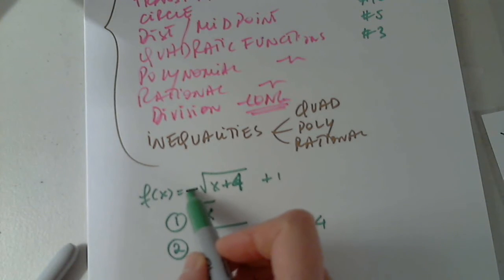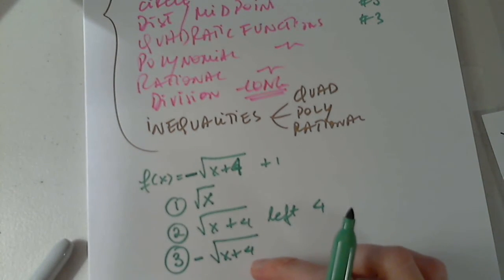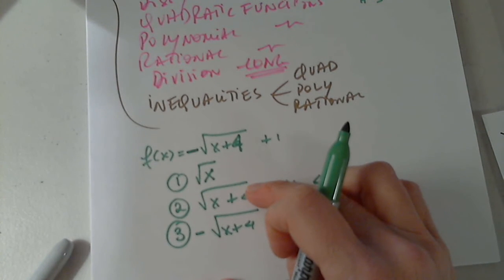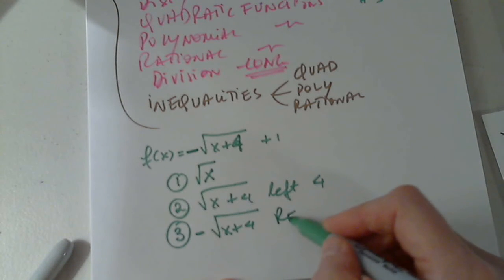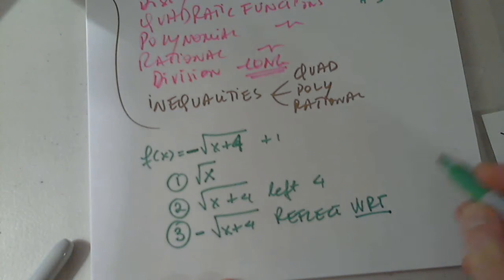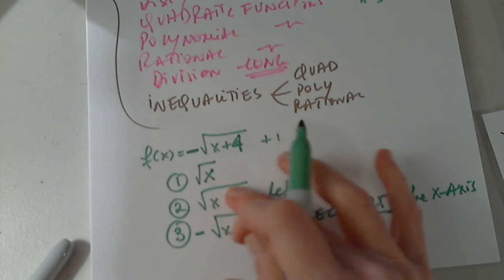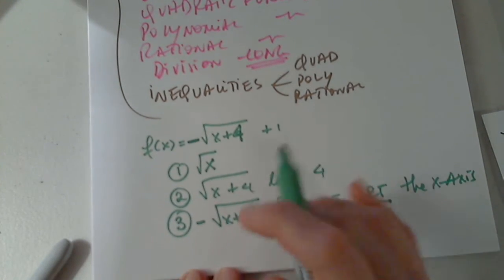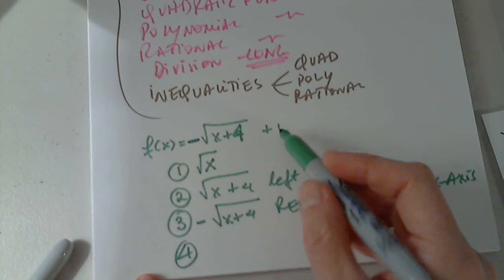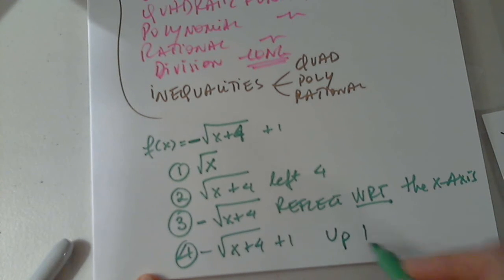Now I have to address this in order of operations. So it's negative the square root of x plus 4. This transformation is on this. So this is a reflection. Reflect with respect to the x-axis, because this sign touches the outside of this function. And number 4, I have to add 1, which is up 1.